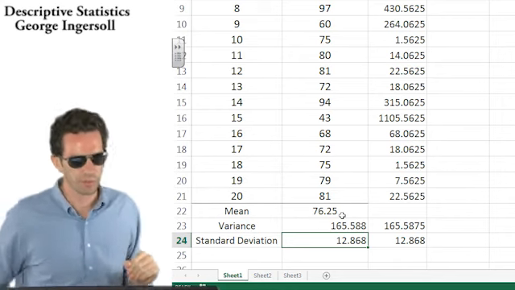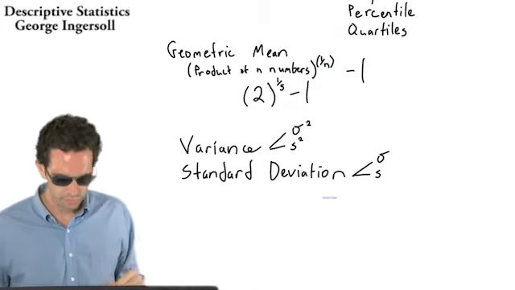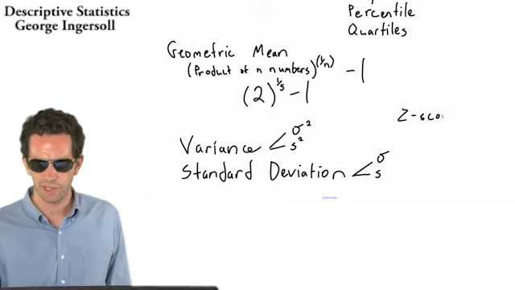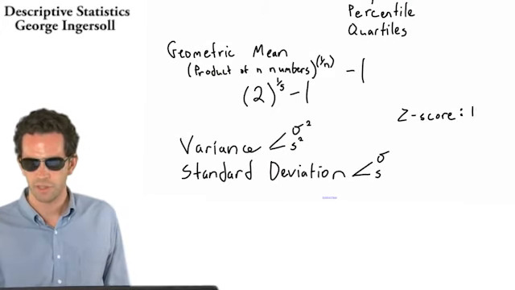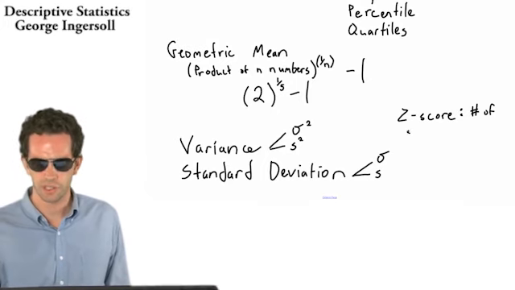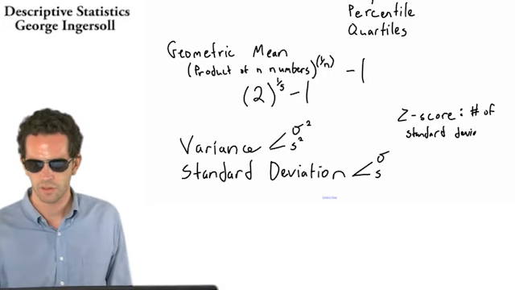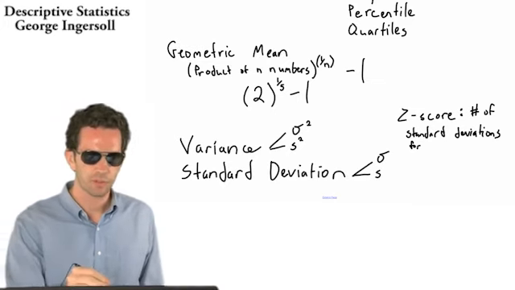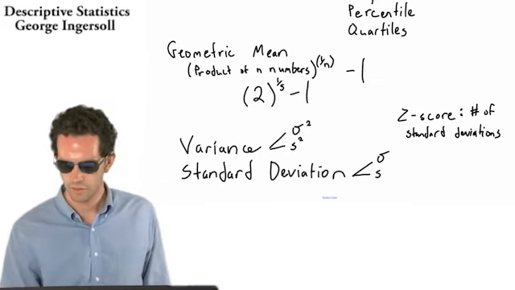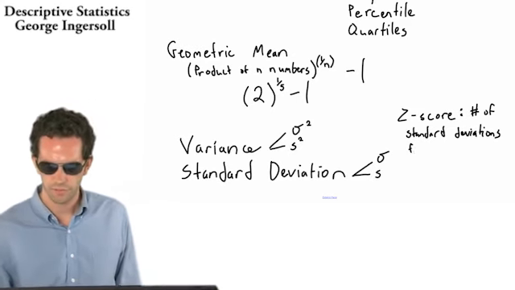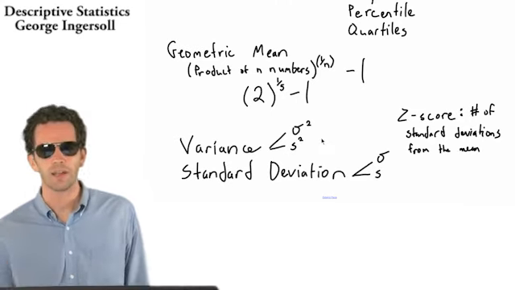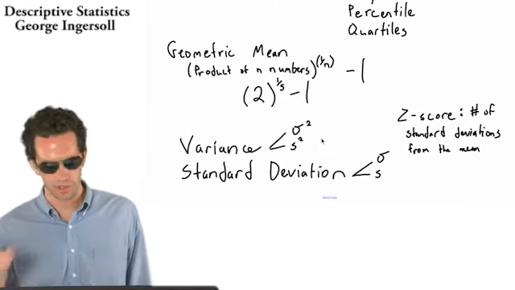And actually, there's another term that I'm going to put in here as well, called a z-score. Right now, we're just going to define it as the number of standard deviations from the mean. All right, so like I said, you're going to see lots of z-scores in the future.